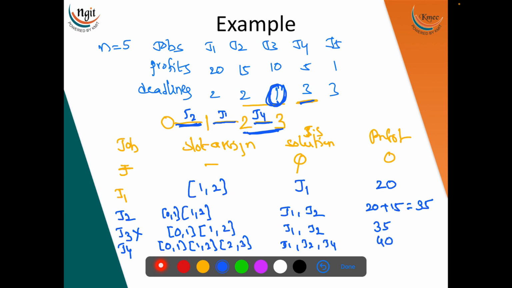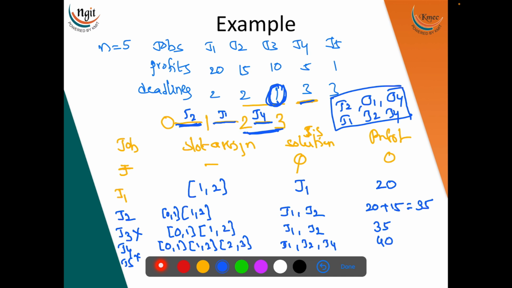Now there is one more job left. If I consider that job, there is no vacant slot to accommodate it, so naturally it is rejected. What jobs did we accept to finish? J2, J1, J4. In which sequence? J2, J1, J4, right? J1, J2, J4 also, right? So these are the two job sequences, the solutions of this problem.